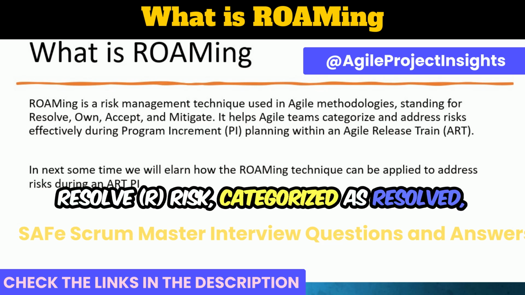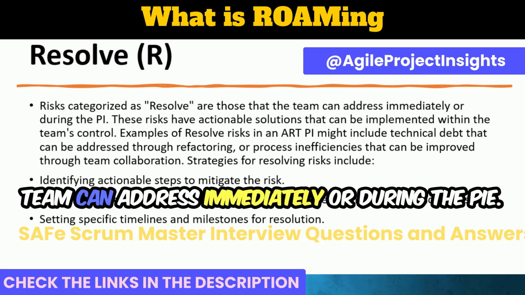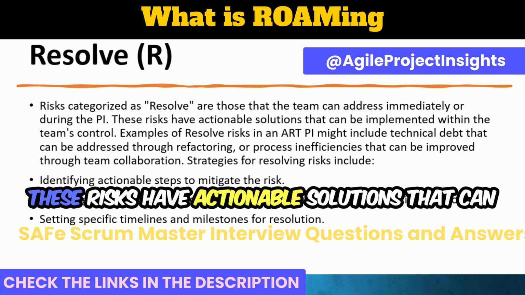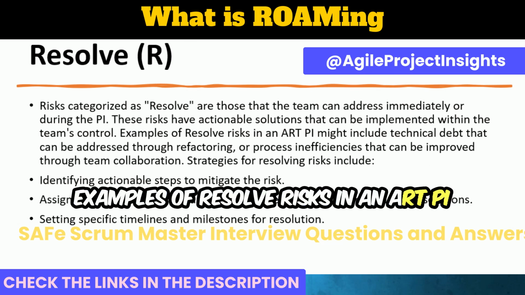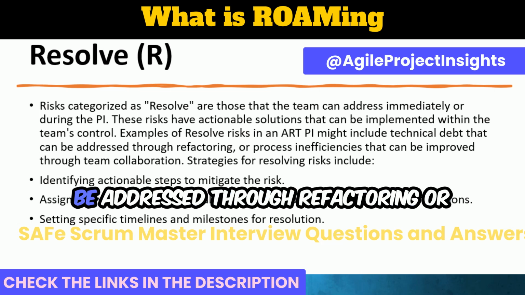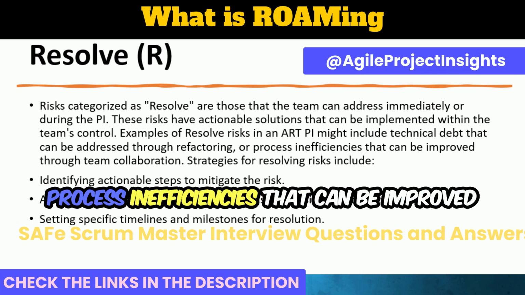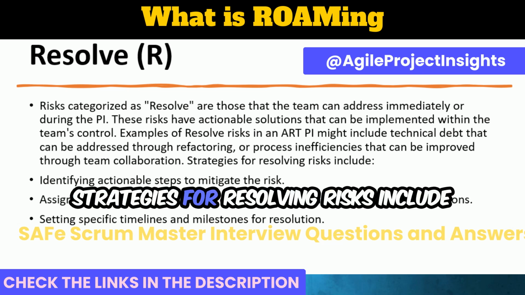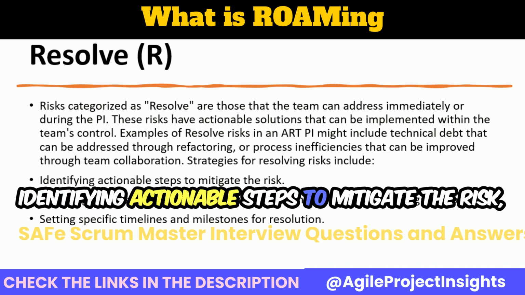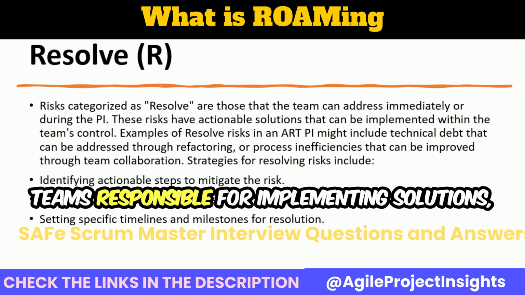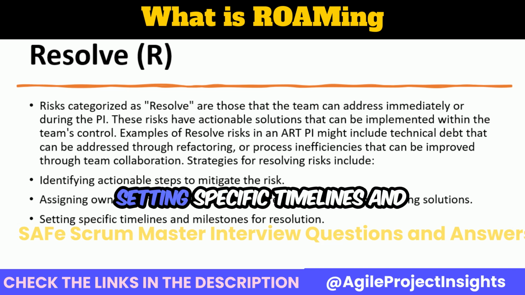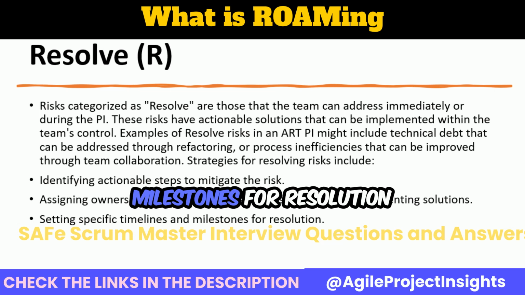Resolve: risks categorized as resolved are those that the team can address immediately or during the PI. These risks have actionable solutions that can be implemented within the team's control. Examples of resolved risks in a PI might include technical debt that can be addressed through refactoring or process inefficiencies that can be improved through team collaboration. Strategies for resolving risks include identifying actionable steps to mitigate the risk, assigning ownership to individuals or teams responsible for implementing solutions, and setting specific timelines and milestones for resolution.